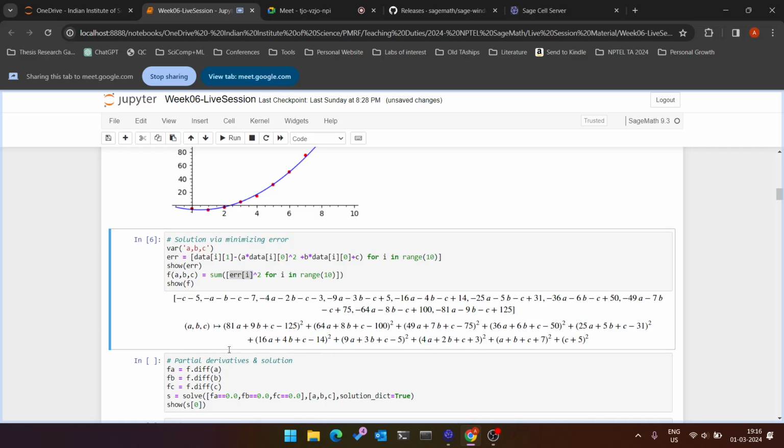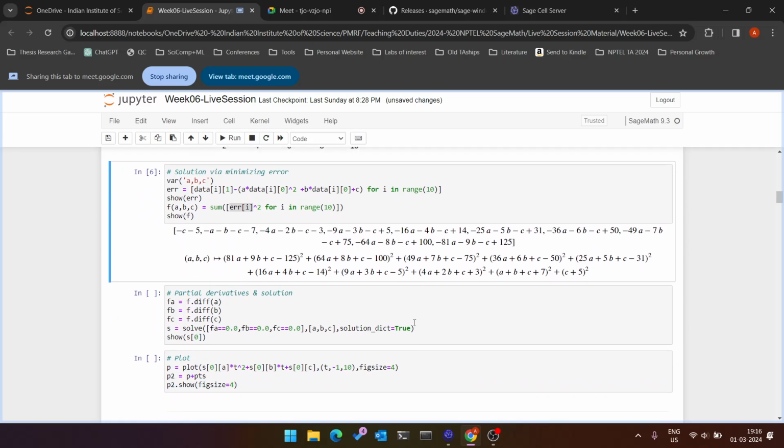So A, B, C going to like all this bracket. Now what we do to minimize the error is we basically have to minimize this function f of A, B, C. And to do that, we have already seen in the previous weeks that we calculate the partial derivative of f with respect to a, b, and c, and set them to 0, and then find the values corresponding to a, b, c, which are our variables.